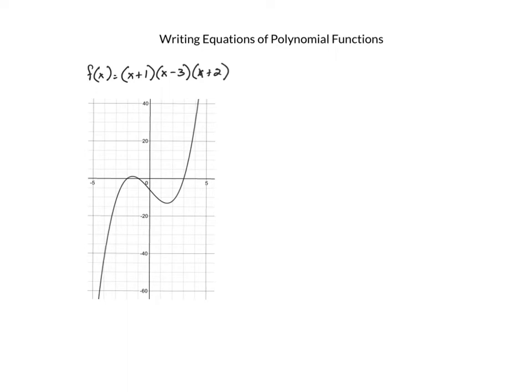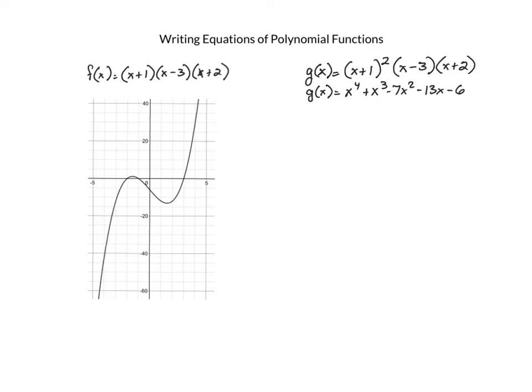Let's start with this function again and compare it to a slightly different function. Notice the only change is that the x plus 1 is now raised to the 2nd power. But that is going to make a difference in how the graph looks. This is now a 4th degree polynomial. If you were to multiply it out, it actually would be this equation. g of x equals x to the 4th plus x cubed minus 7x squared minus 13x minus 6. But again, I want to focus on the factored form of the polynomial.